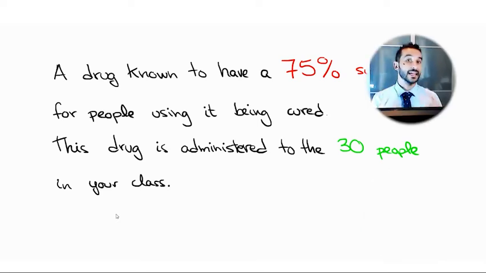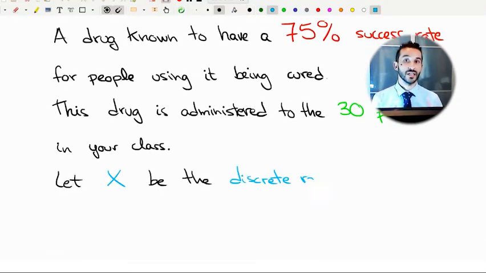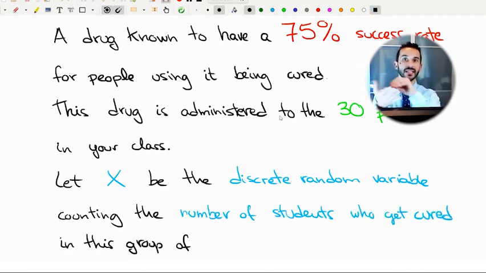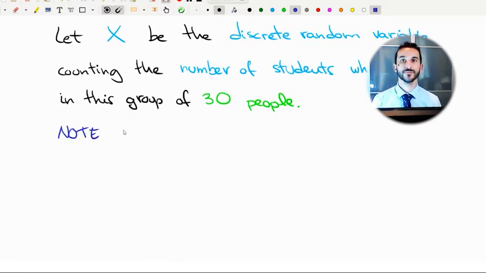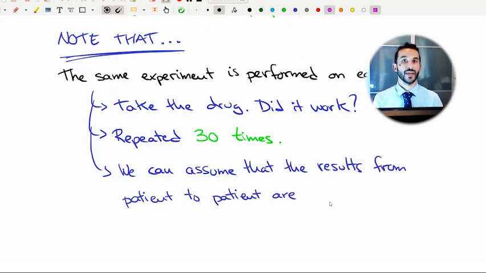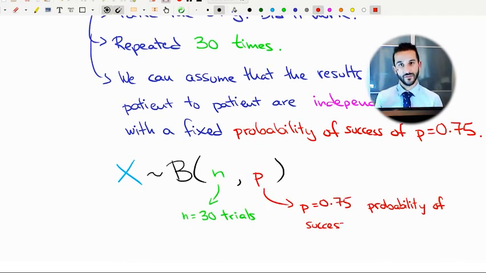Here we can see clearly a situation modeled by a binomial distribution, as in if x denotes the discrete random variable that counts the number of students in this class that get cured, then we have a binomial distribution with 30 trials and the probability of success in one trial is 0.75.